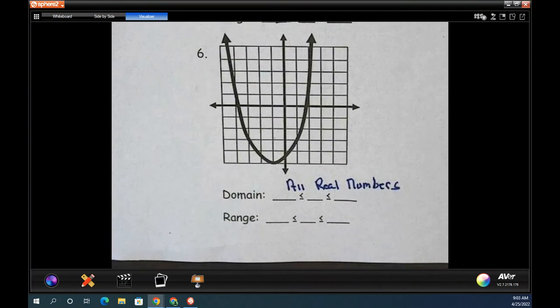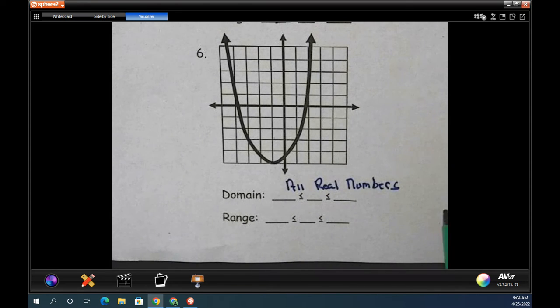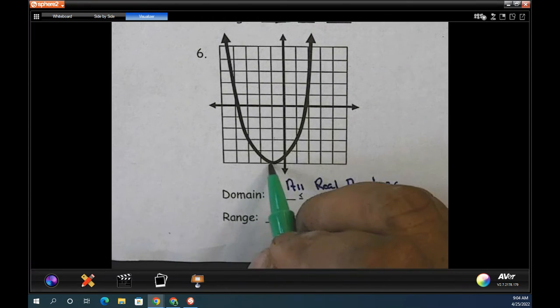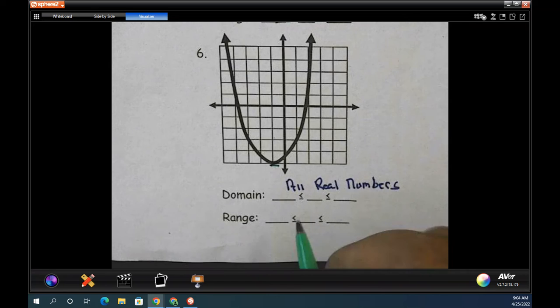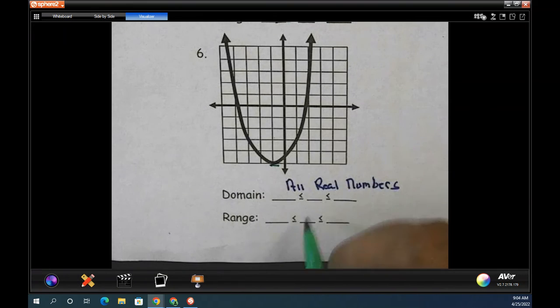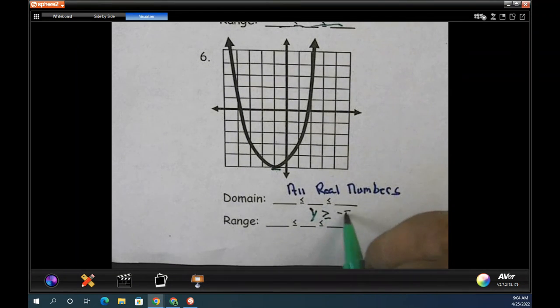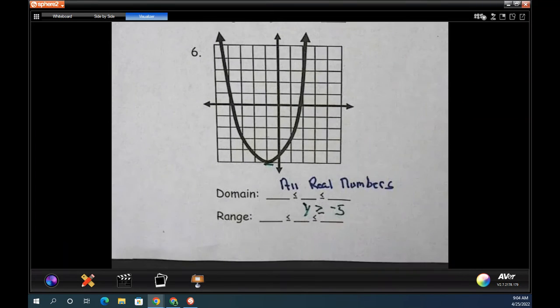Now, the range you should know how to do. It goes here and it's going up, right? This pen is going out. So it goes all the way down to -5, but it's going up. So y is greater than or equal to -5 because it goes through the point.